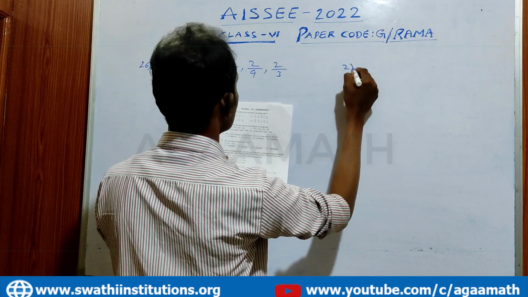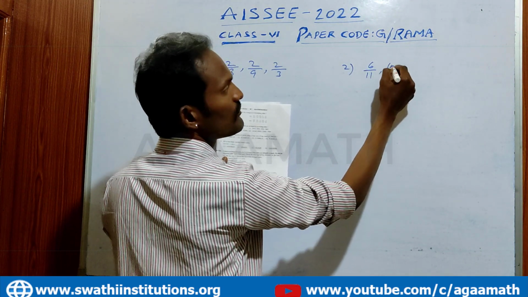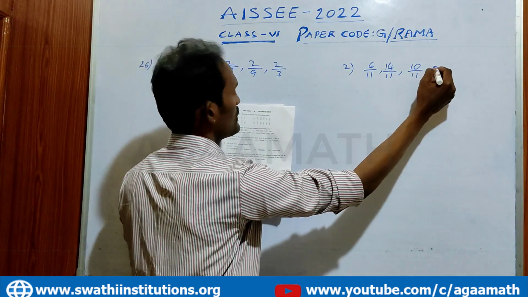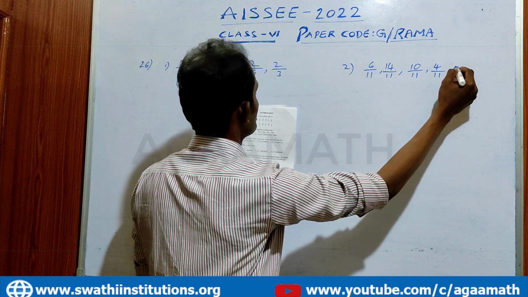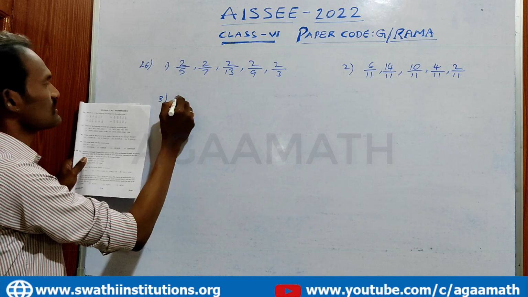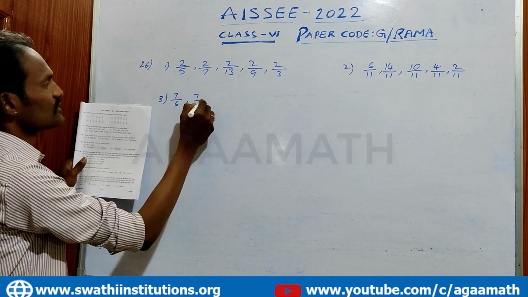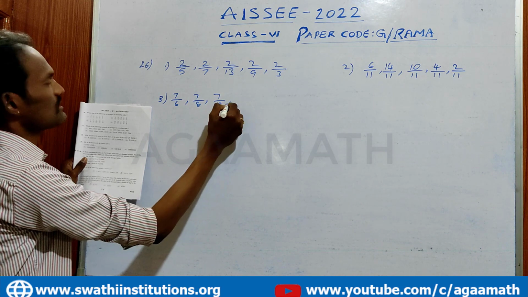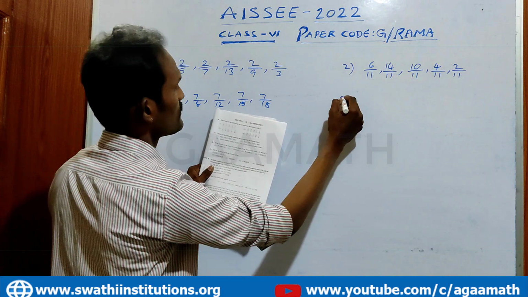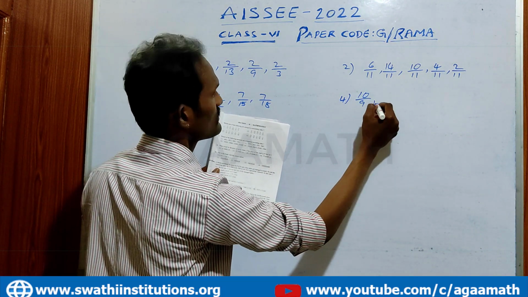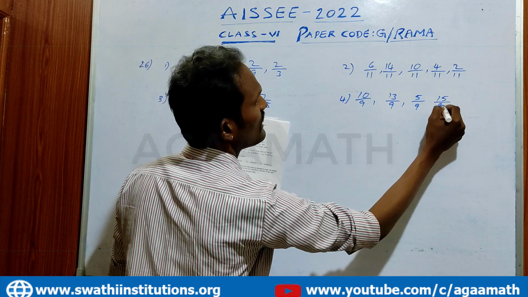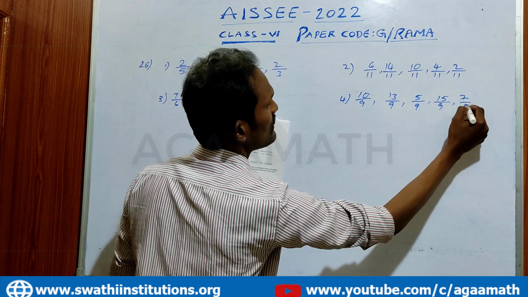The second option is 6 over 11, 14 over 11, 10 over 11, 4 over 11, 2 over 11. The third option is 7 over 6, 7 over 8, 7 over 12, 7 over 15, and 7 over 18. The fourth option is 10 over 9, 13 over 9, 5 over 9, 15 over 9, 7 over 9.